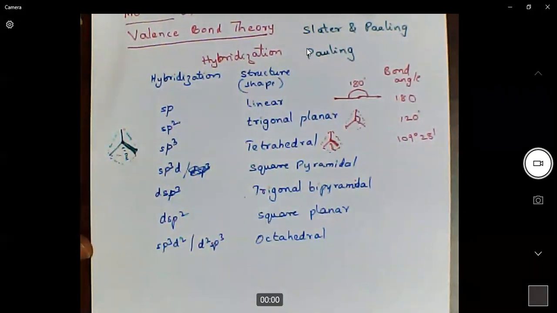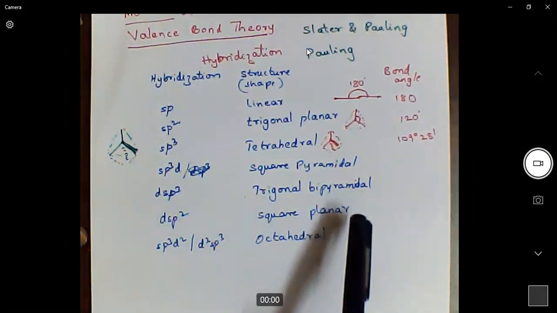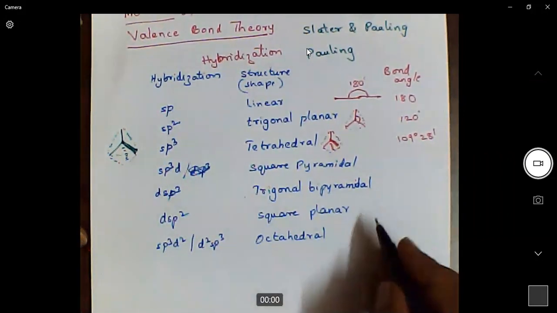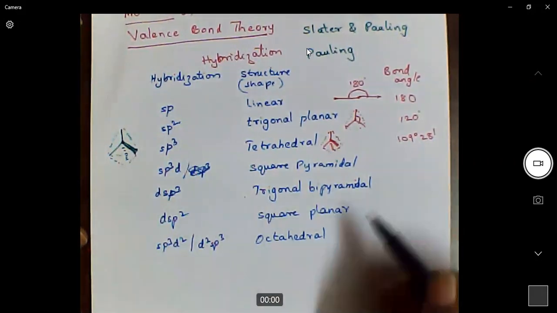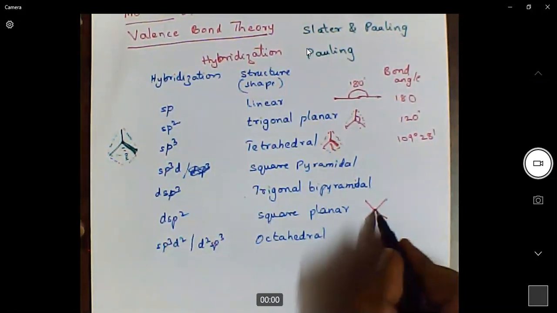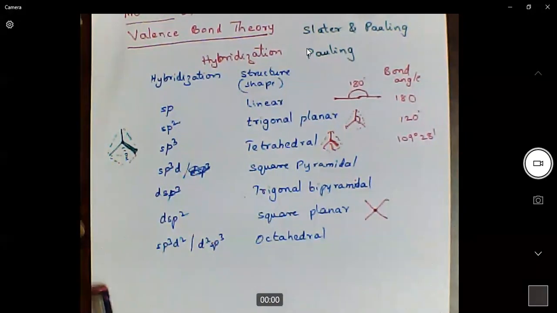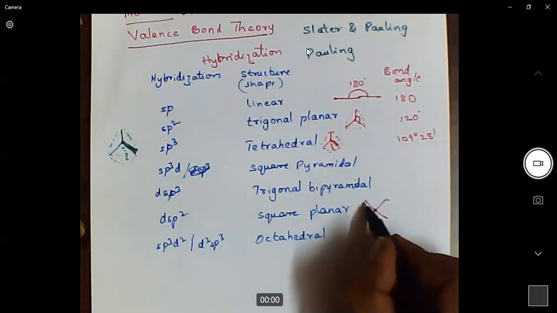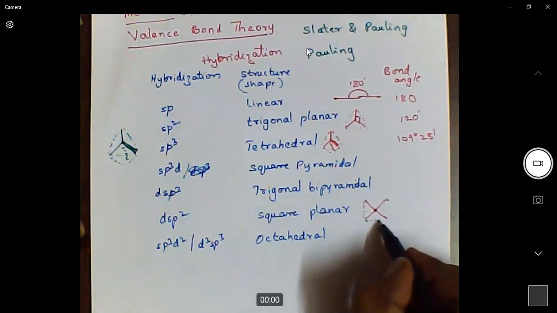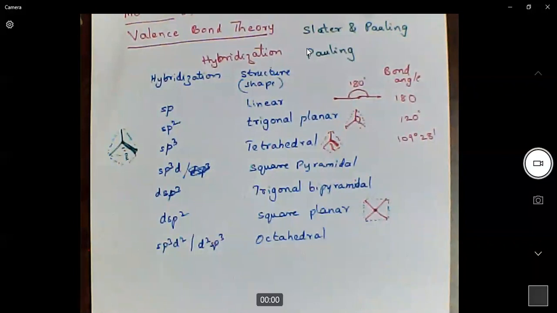Now square pyramidal. What is square? First, we will look at square planar. Square planar means the central atom is bonded to 4 different atoms. Now look at the overall shape. Just draw an outer line and look at the shape.